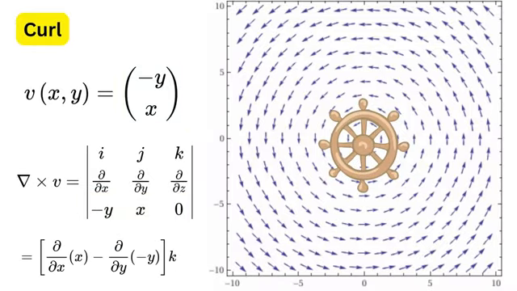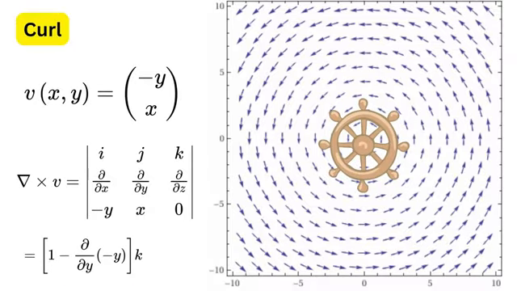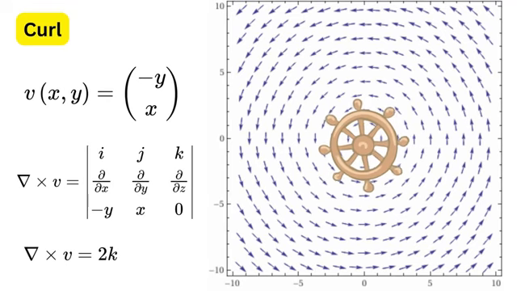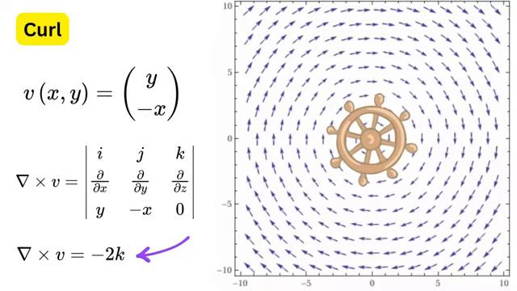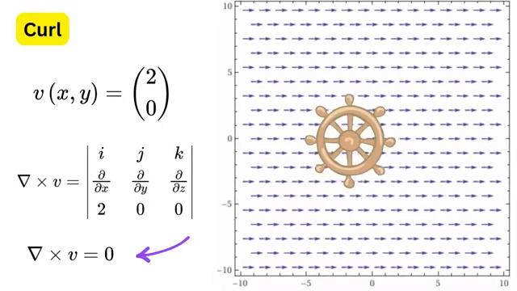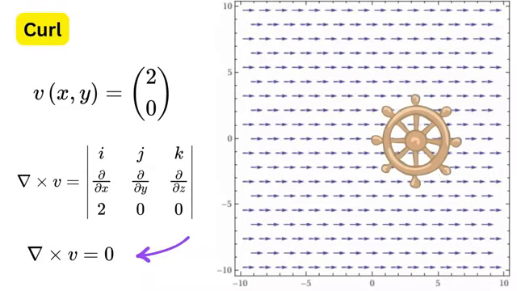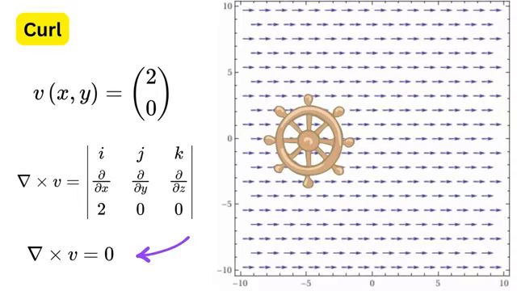For this specific field, the partial derivative of x with respect to x is 1, and the partial derivative of minus y with respect to y is minus 1. When we subtract minus 1 from 1, we get 1 plus 1, which equals 2. Now, because the curl is 2, the flow will rotate the paddle wheel. Conversely, if the curl value were minus 2, the paddle wheel would spin at the same speed, but in the opposite direction. If the wheel does not spin and only moves straight, then the curl is 0. So curl tells us whether the field has a tendency to rotate around a point.